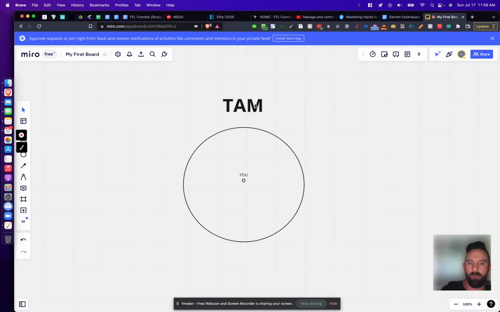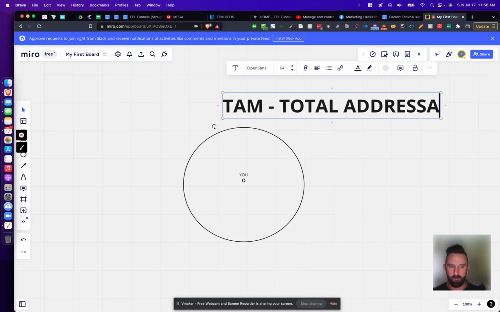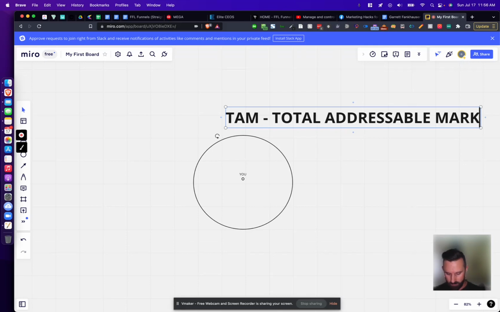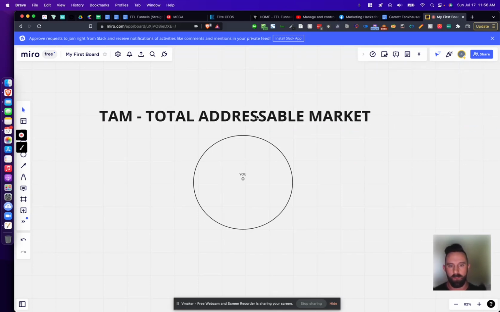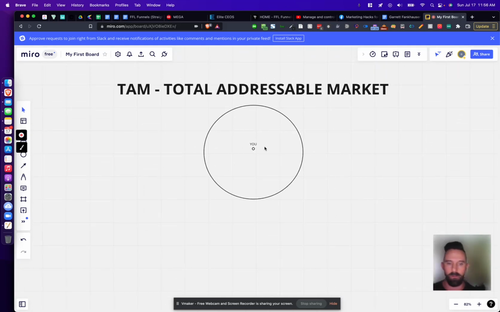So when we talk about TAM, what TAM actually means is total addressable market. Okay? Total addressable market. What that means is literally the maximum amount of people that you have the option of converting into customers. Okay? So total addressable market, the maximum market that you are able to penetrate and convert over into clients, right?